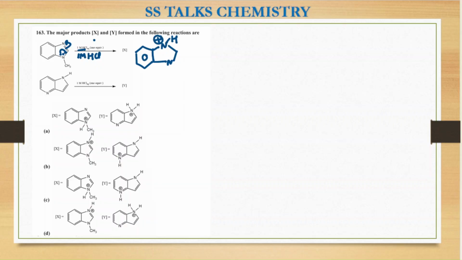Okay. So the final product will be this one, which you can see is in option B, where this nitrogen center is protonated, and also in option D. You are seeing that this nitrogen center is protonated. So A and C you can eliminate from here, right? A and C will be cancelled out. So among B and D, for the next question we can take it.